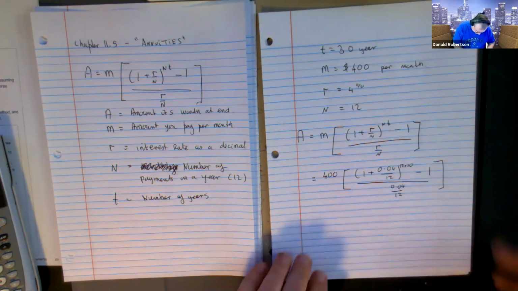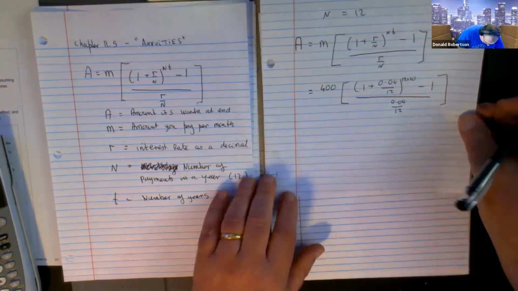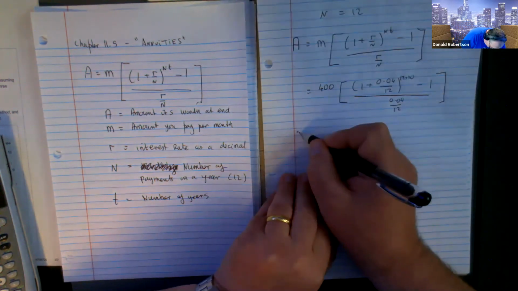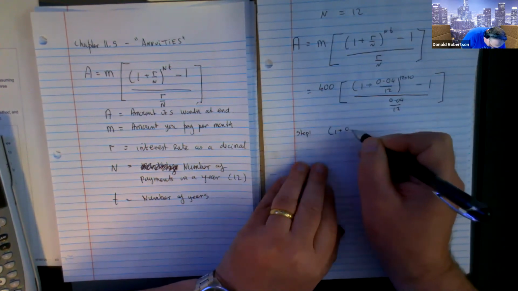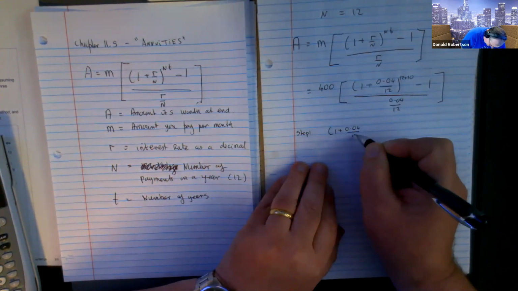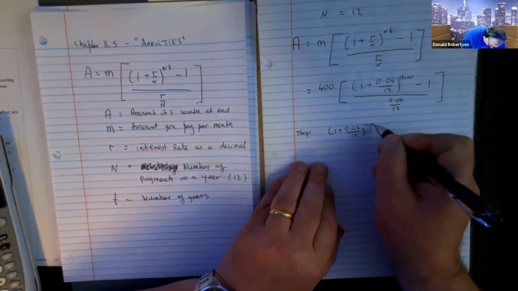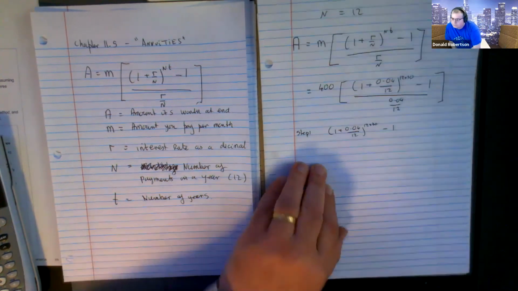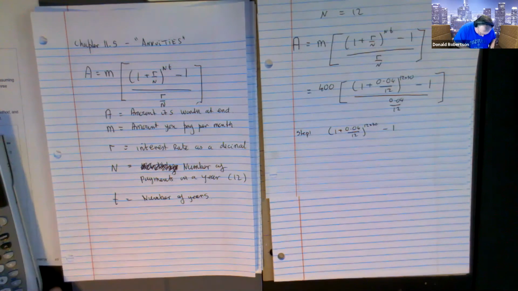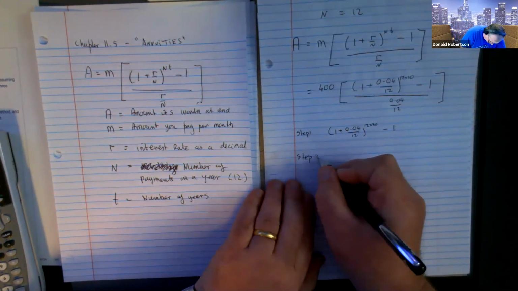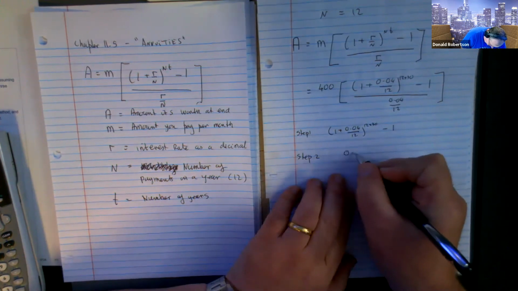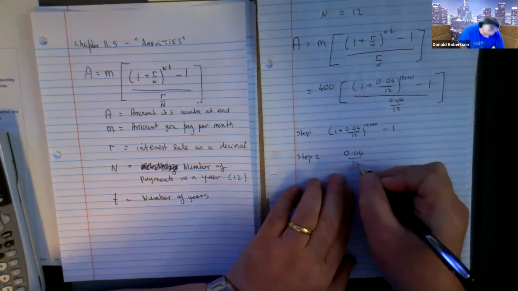So this is what I would do. Step 1. Calculate that ugly guy. Okay. Step 2. Calculate that guy.